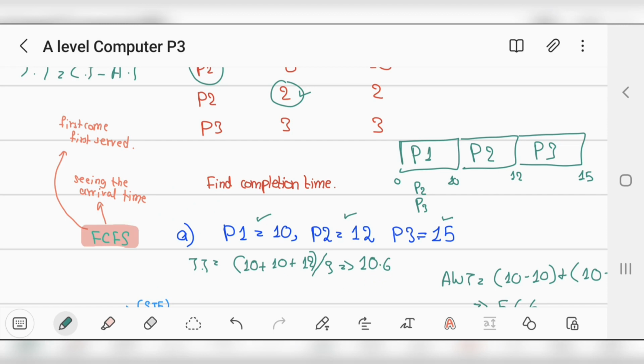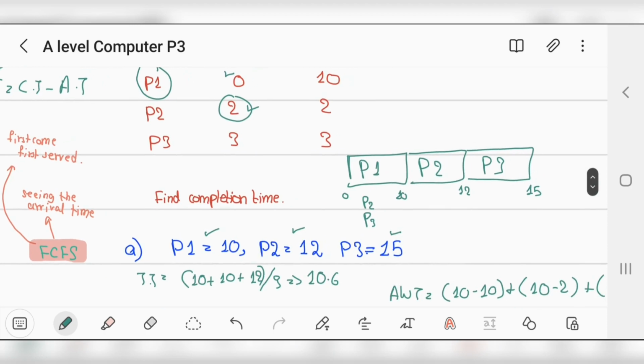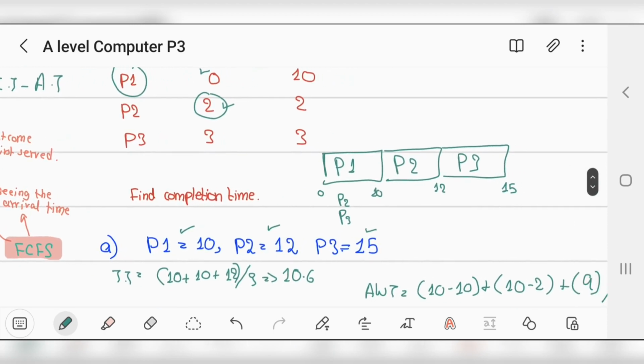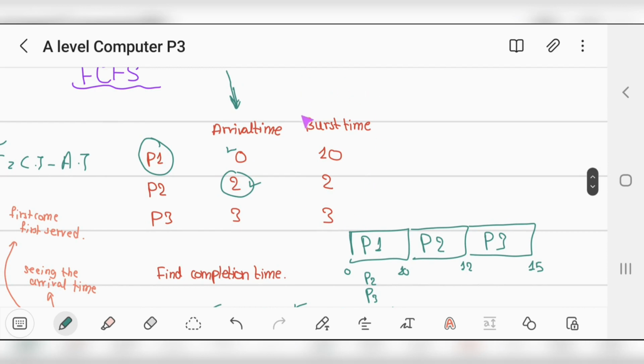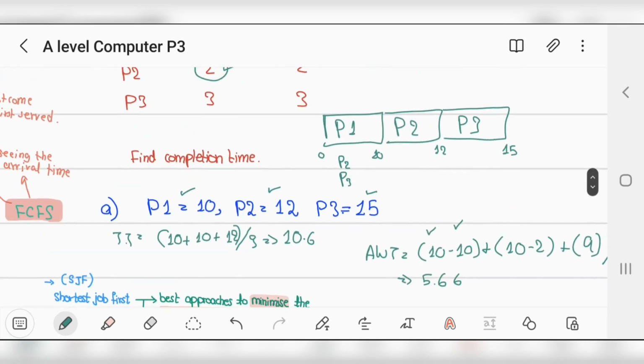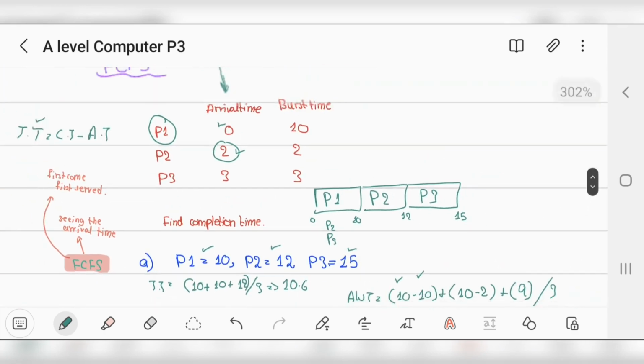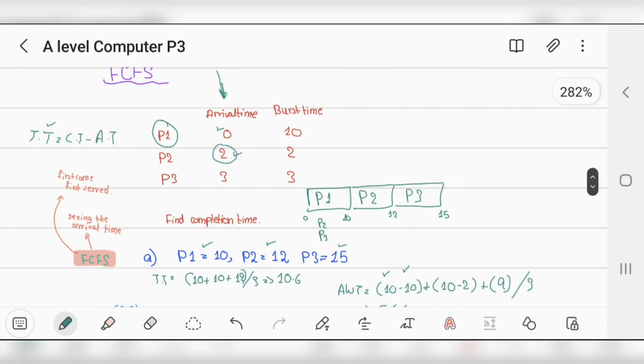Now I want to calculate the average waiting time. In order to do that, I need to know the turnaround time and the burst time. We already know that. Turnaround time is calculated from here. This is the turnaround time for each of these processes. Burst time can be accessed from here. Now 10 minus 10, 0.